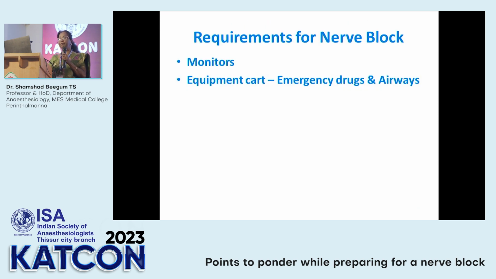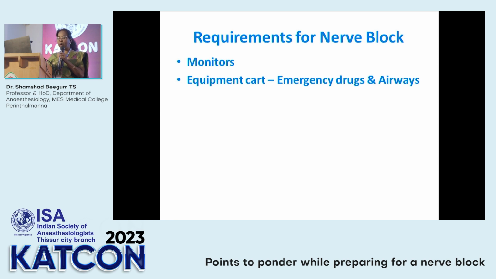So the requirements of nerve block are just like the requirements of anesthesia itself, because we are giving a large dose of the local anesthetics that can produce some complications also. So we require the ASA monitors. The standard basic ASA monitors are required. What are they? The pulse oximeter, ECG, non-invasive blood pressure, as well as ETCO2 should be made available before we start any block procedures.